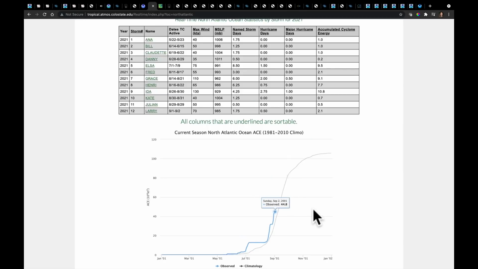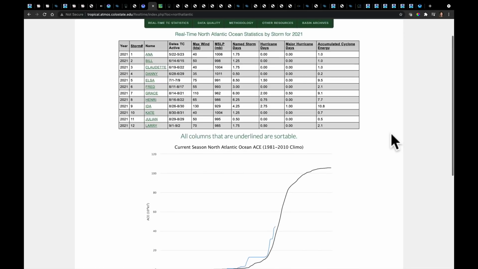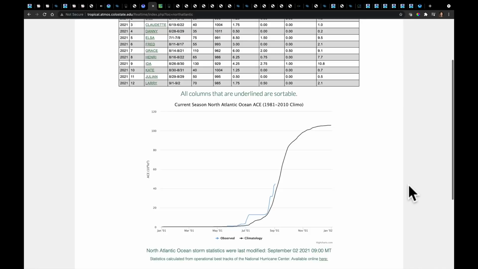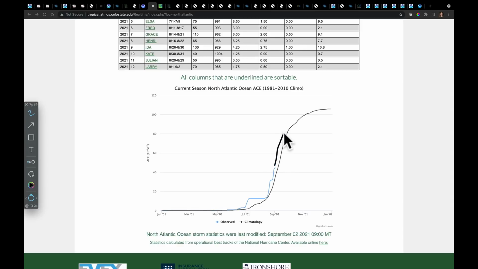Just to show you how much of it we still have to go, this is put together by Colorado State. And they've got each system named here. And you can pause it and take a closer look at this, or even go to this website yourself and take a look at this. But what I wanted to show you was we're currently ahead of normal on the accumulation of what we call cyclone energy. But just a reminder, we've still got the rest of this hurricane season to get through, and we are expecting it to remain quite active.